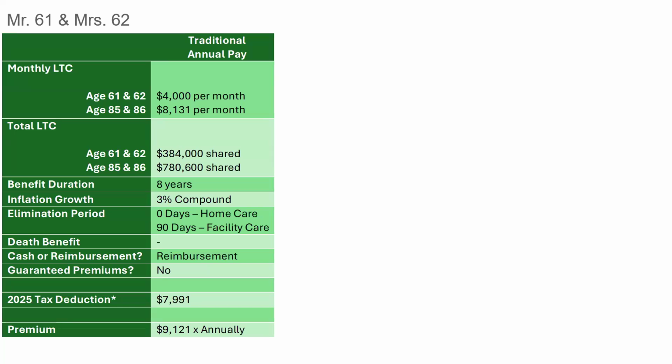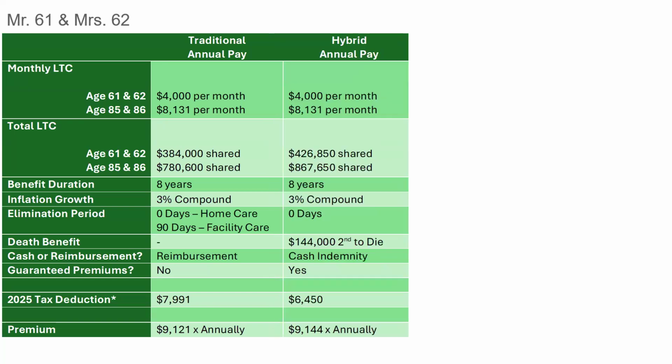So I start with that as a traditional plan, and then I show a hybrid plan that's a similar design to that. This happens to be Nationwide's hybrid joint plan, Care Matters Together. Same monthly benefits as the traditional. It's about the same total benefit as the traditional. It is 8 years shared between the two of them. Same 3% compound. But now is where the plans start to deviate and start to get a little different.